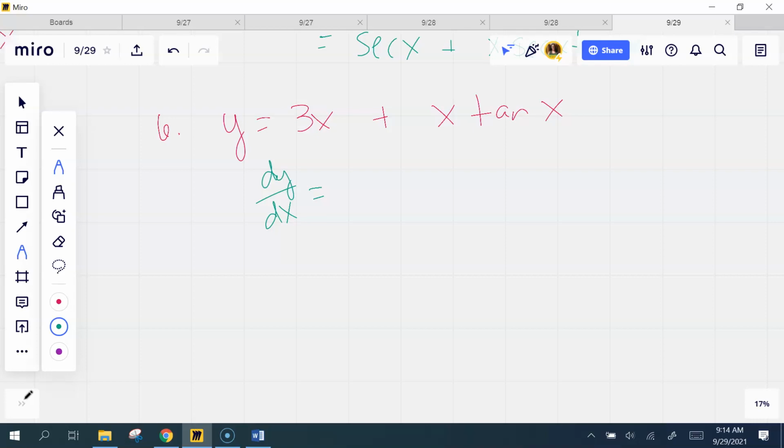It's derivative of the first times the second, plus the first times the derivative of the second. Wait, is it plus, right?